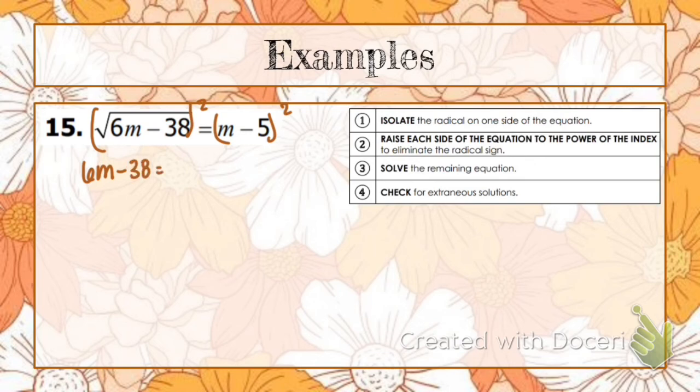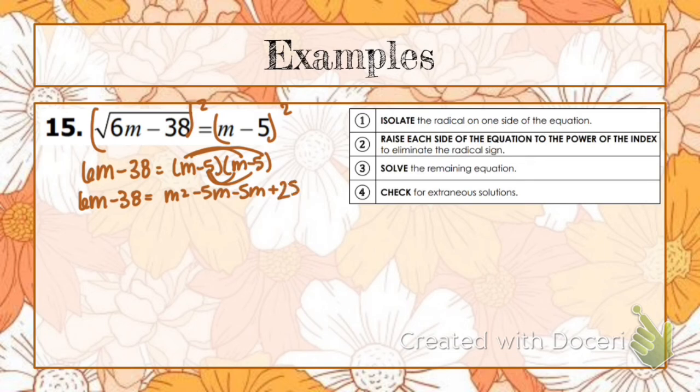On the right side, when you square a whole binomial, that means you have to write it twice and multiply them, okay? So this is where we use the FOIL method. So we have 6m minus 38 equals m squared minus 5m minus 5m plus 25. And then we're going to combine like terms. 6m minus 38 equals m squared minus 10m plus 25.